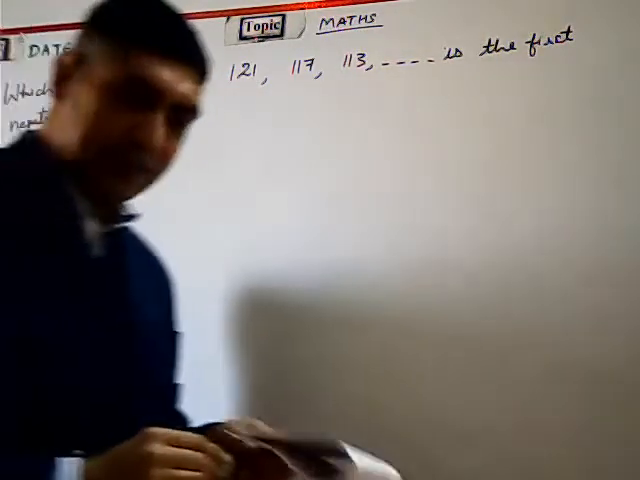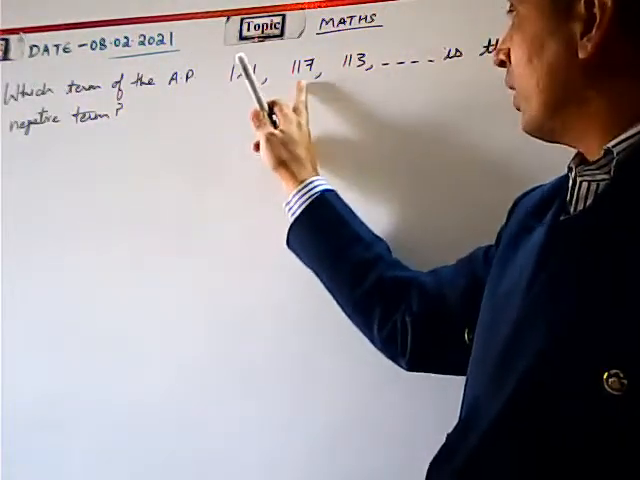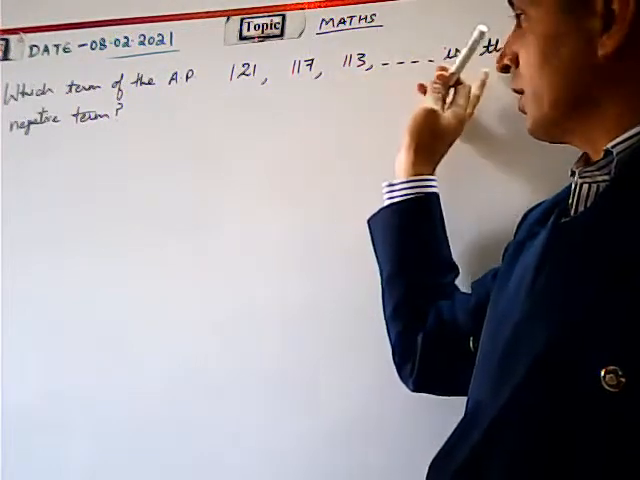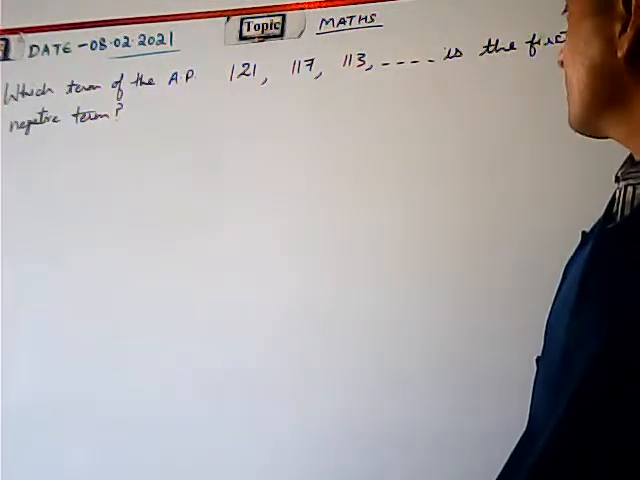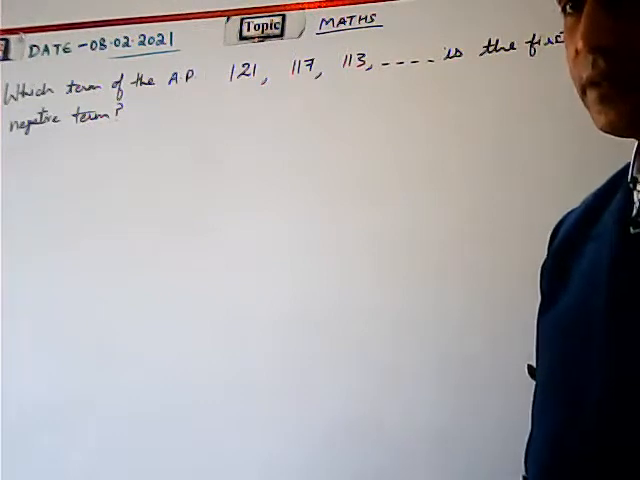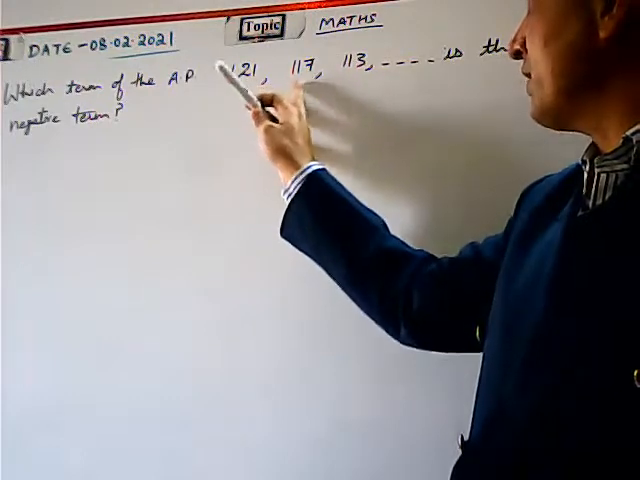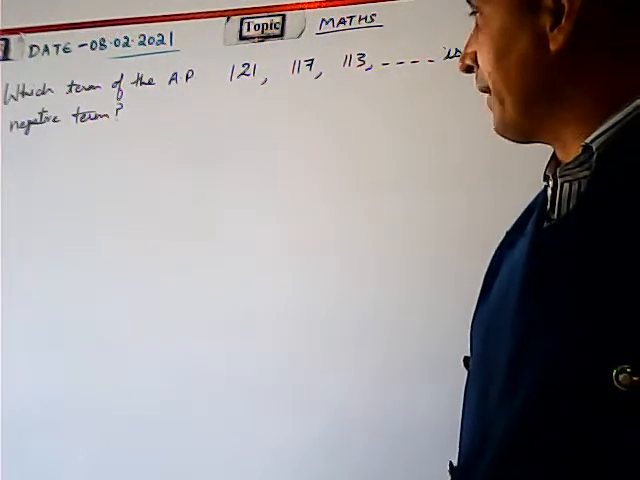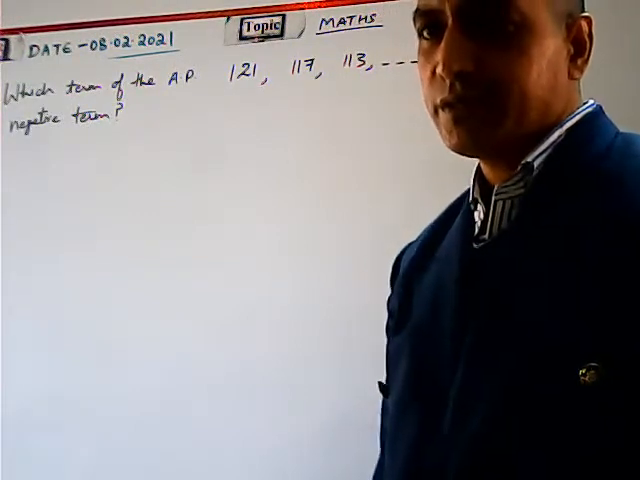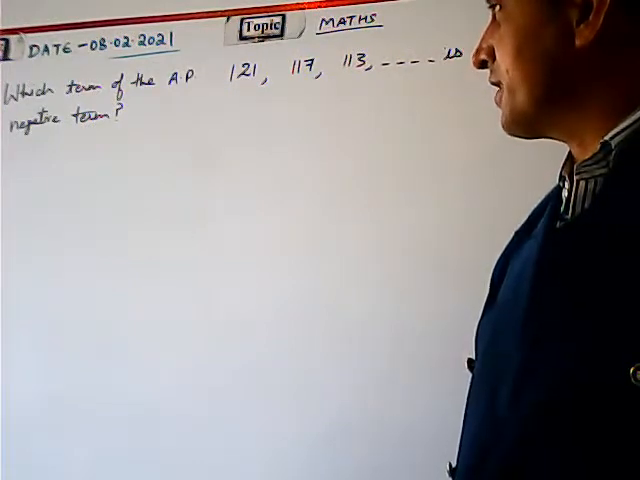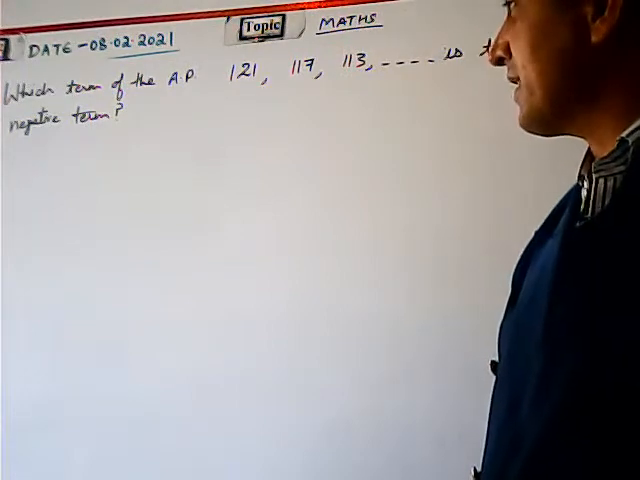Here the AP is given, AP starts from 121, 117, 113, and so on. You have to tell which term is its first negative term, right? As the common difference is negative, 121, 117, common difference is minus 4. So you have to tell which term is the negative term. Okay, so do it fast. We will check first here whether 0 is a term of this AP or not.